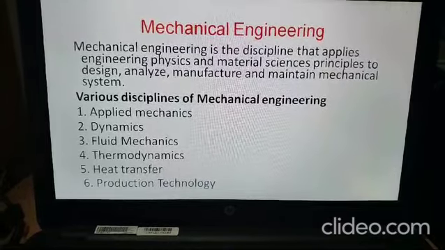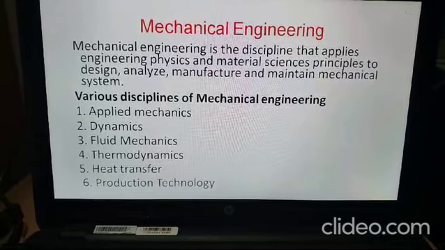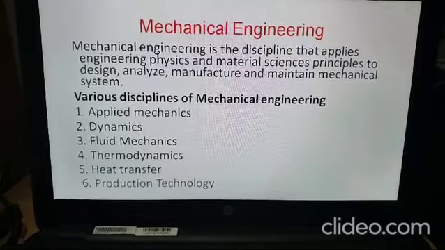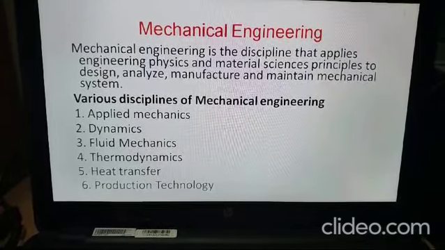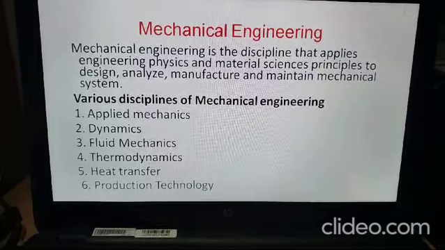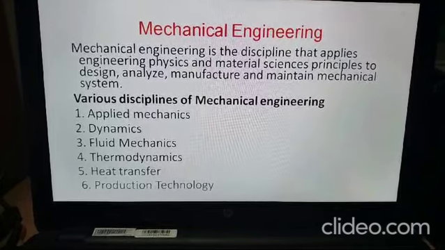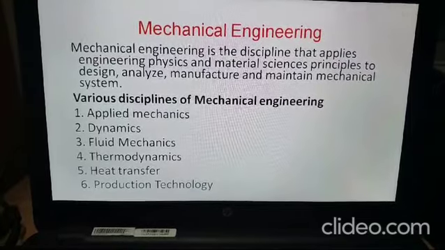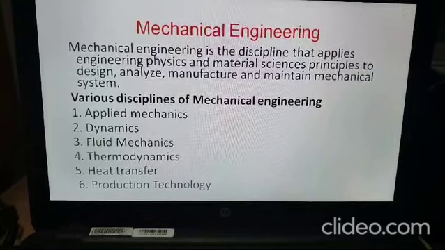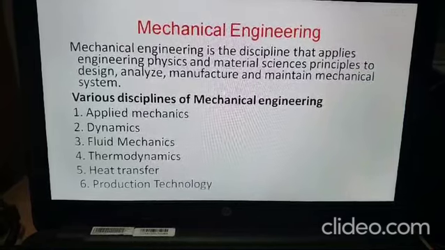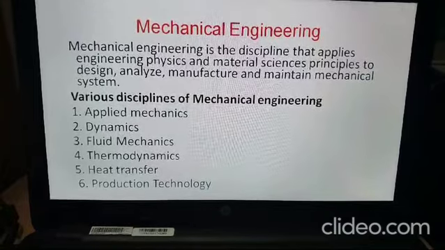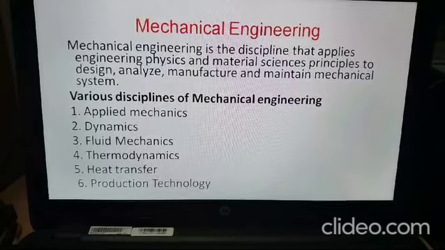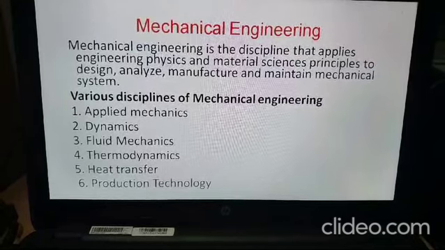So we have seen various disciplines coming under mechanical engineering. So let us see one by one. First one is applied mechanics, second one is dynamics, third one is fluid mechanics, fourth one is thermodynamics, fifth one is heat transfer, and sixth one is production technology. Only the important disciplines I have listed. There are so many other areas also included in mechanical engineering. Now let us see one by one.